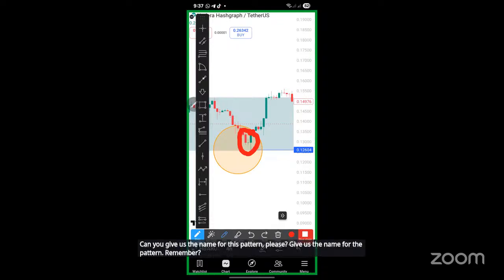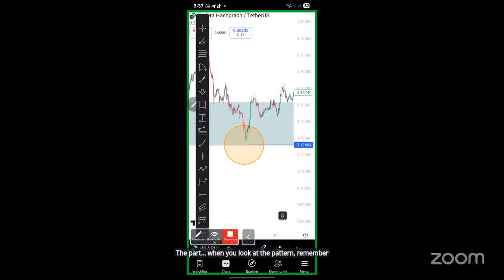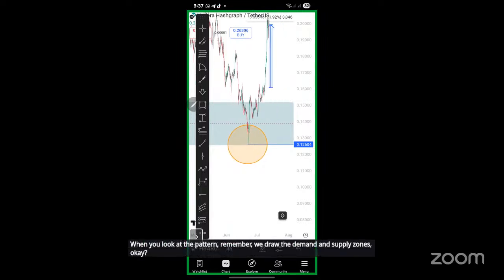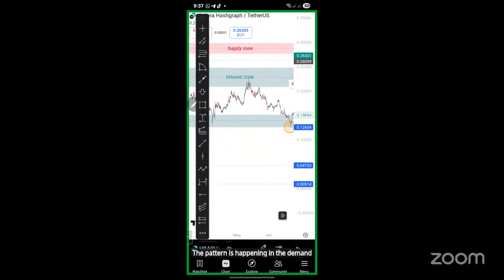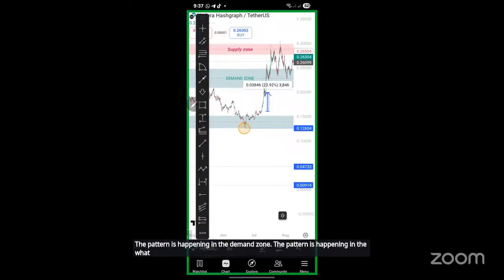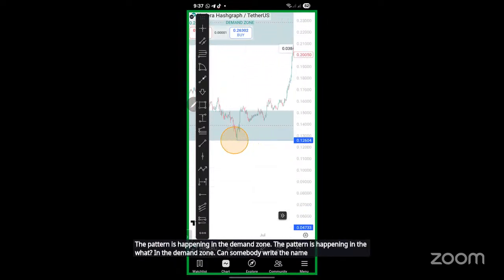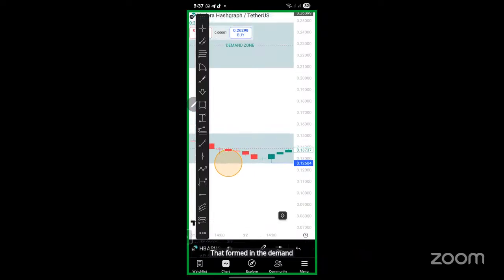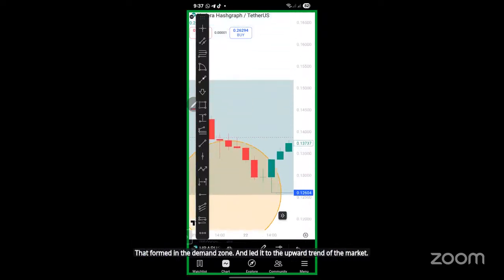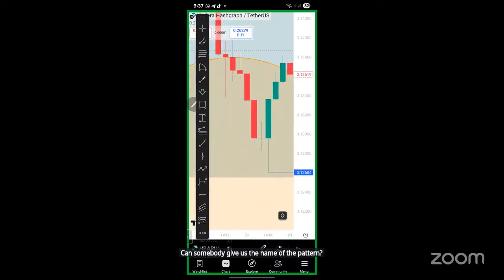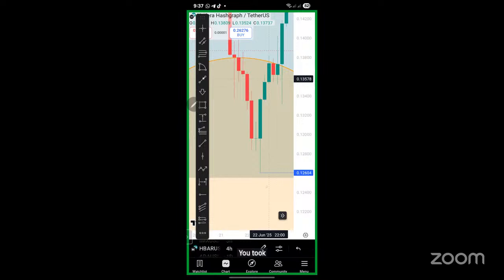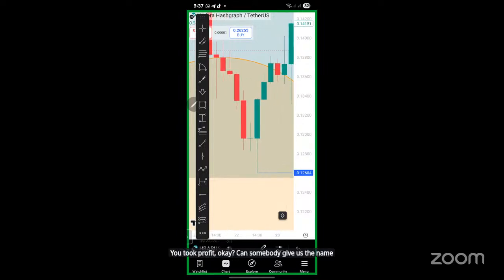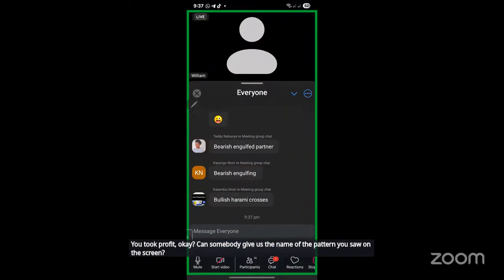Remember, when you look at the pattern, we draw the demand and supply zones, okay? And when you look at this pattern, it is within our demand zone. The pattern is happening in the demand zone. Can somebody write the name of the pattern that formed in the demand zone and led to the upward trend of the market? It was a clear pattern. Had you known, you could have made an entry around this point here and taken profit, okay? Can somebody give us the name of the pattern you saw on the screen?